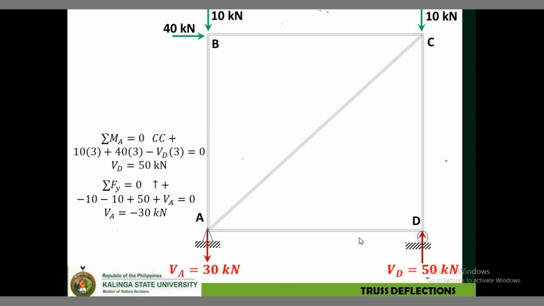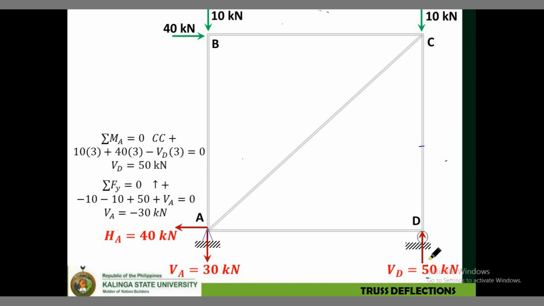Okay? So, ang vertical reaction ko kay A ay 30 kilonewtons. If I take summation of forces along the horizontal axis, I can solve for HA, which is equal to 40 kilonewtons. Yan. So, ang unang ginawa natin ay sinolve ko yung mga reactions sa support. Next, kapag nakuha ko na yung mga reactions sa support, using method of joints or method of sections, kailangan ko na ngayong isolve yung mga bar forces.